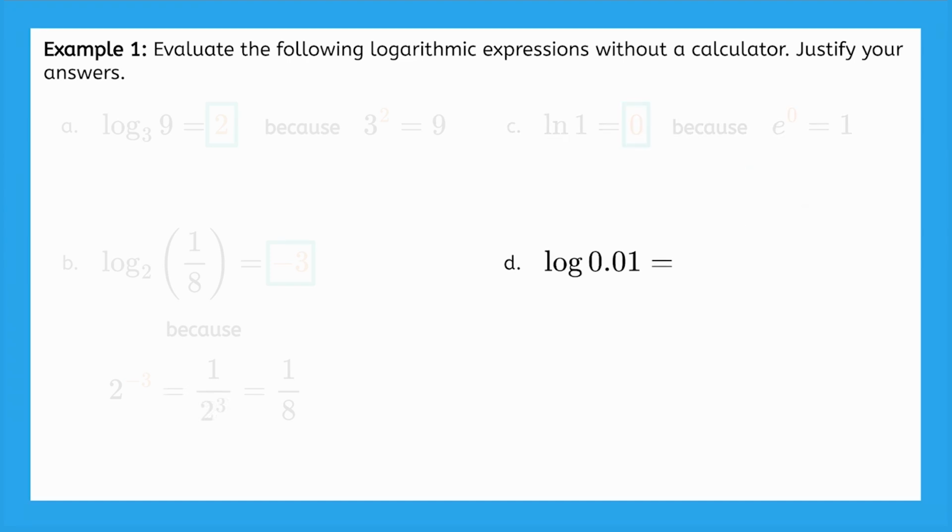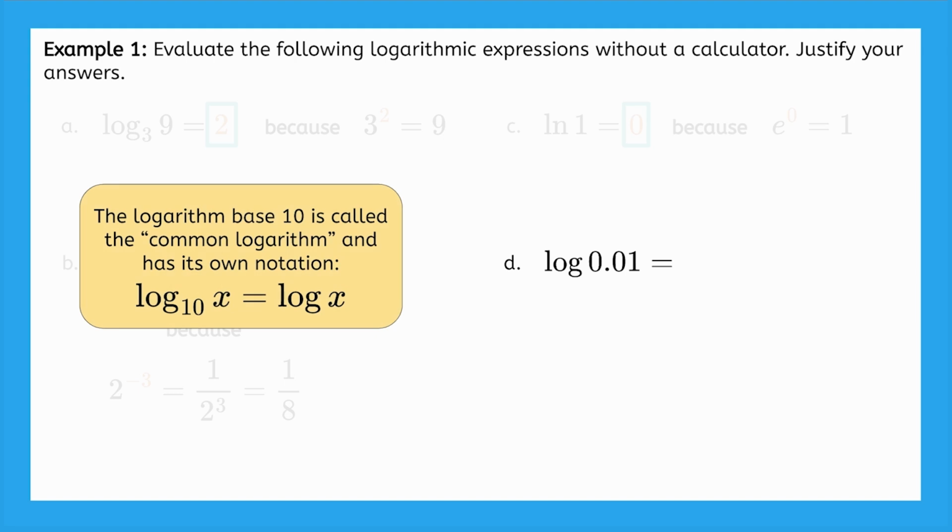Now let's evaluate log of 0.01. Wait, log base what? This logarithm apparently has no base. Just like ln is shorthand for log base e because we use it so often, there's another logarithm that is so common that it has its own special notation. This is the logarithm base 10, which is called the common logarithm and written as just log of x without a base subscript. Therefore, we know that log of 0.01 is actually saying log base 10 of 0.01.